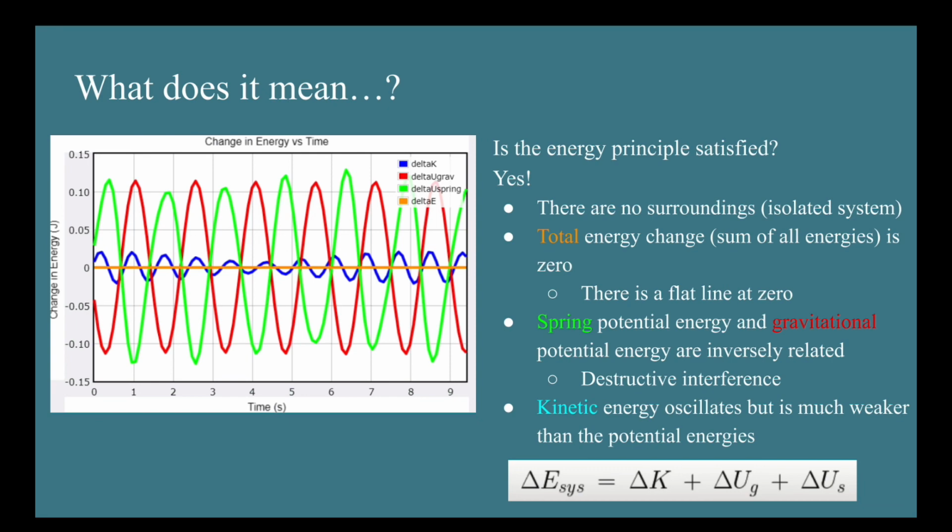So is the energy principle satisfied? The answer is yes. There are no surroundings in this experiment, so we can say that the system is fully isolated. The energy principle says that all energy is conserved, and we can see this because the total energy change of the system, represented by the orange line, is at constant 0. Likewise, spring potential in green and gravitational potential in red are inversely related, so they have a destructive interference when added together. Kinetic energy oscillates too, but is much weaker than the potential energies.